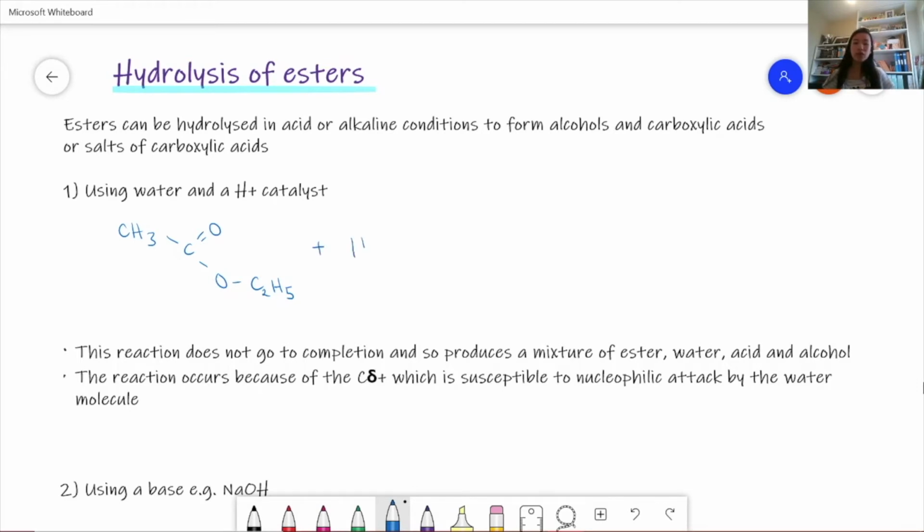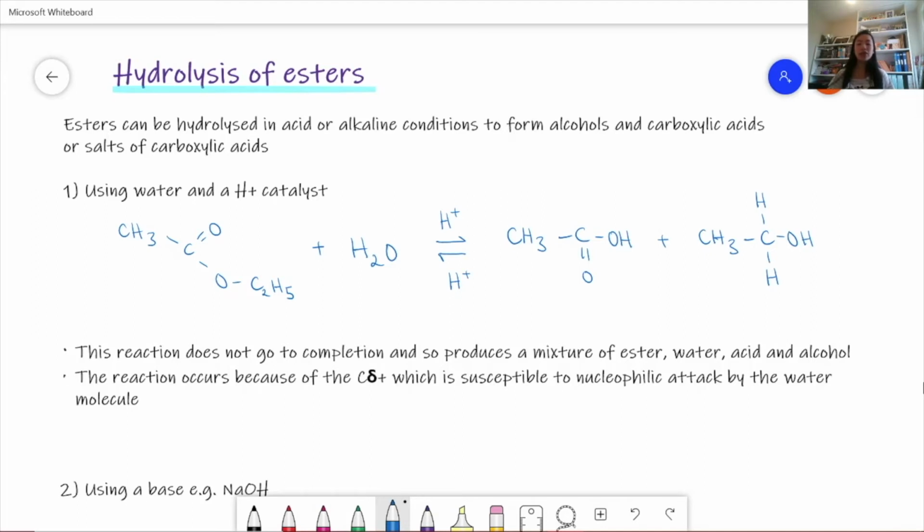And if we add water, we get an equilibrium set up when we add a H+ catalyst. And we'd also have to have the H+ catalyst to go the other way, and we reform the carboxylic acid and the alcohol. So we have ethanoic acid forming and also ethanol. And this reaction does not go to completion, and so produces a mixture of this ester, water, acid, and alcohol.